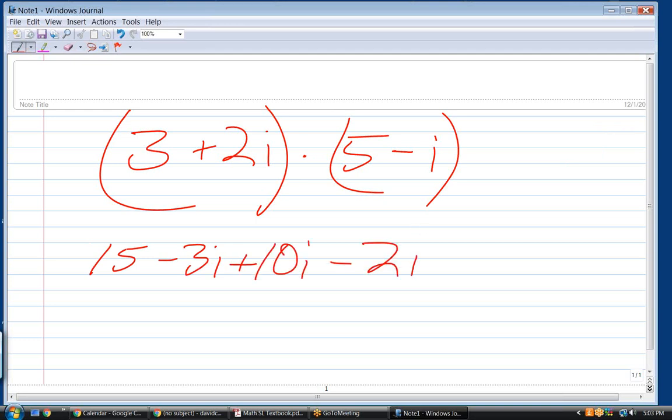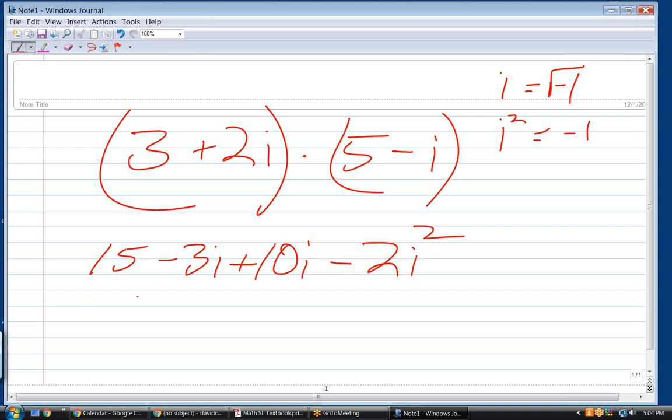What is i squared equal to? i is the square root of negative 1, so what is i squared? Negative 1. Yeah, if I square both sides here, I get i squared on the left, I get negative 1 on the right. And that's critical because it means that whenever we run into an i squared, we're looking at a real number. We're not looking at an imaginary number.